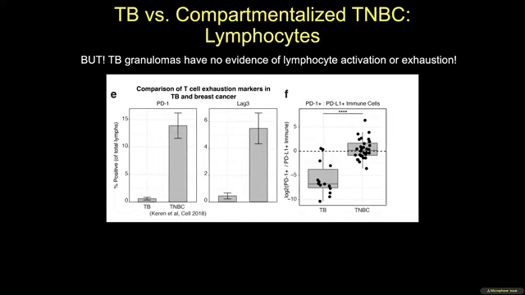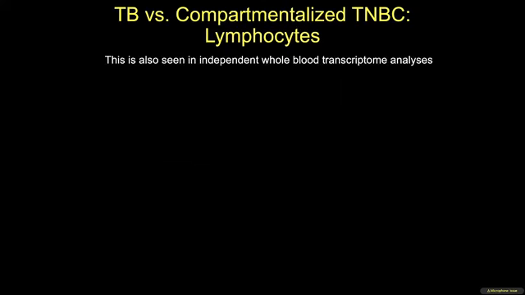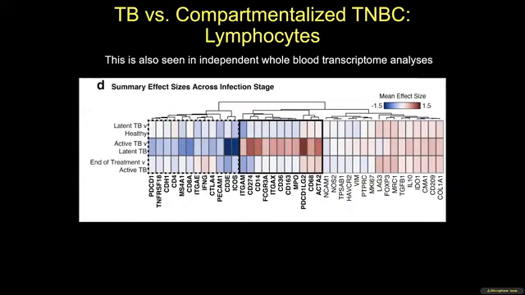Essentially in TB, you have these bright expressing PD-L1 IDO myeloid cells and virtually no PD-1 positive cells, LAG3 positive cells, or any other marker that would seem to indicate T cell activation or exhaustion. And so this was actually recapitulated also in the transcriptomic data.